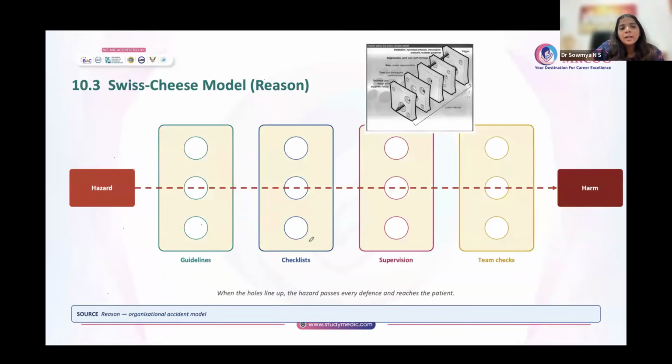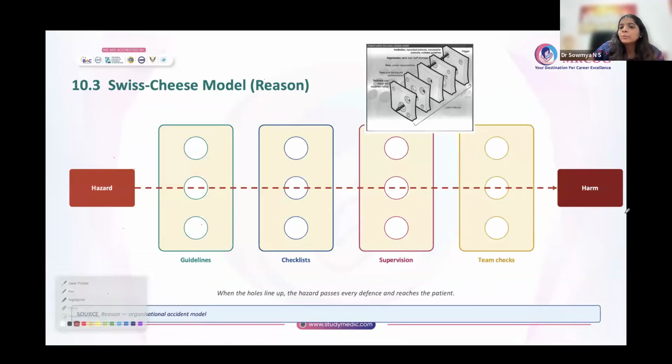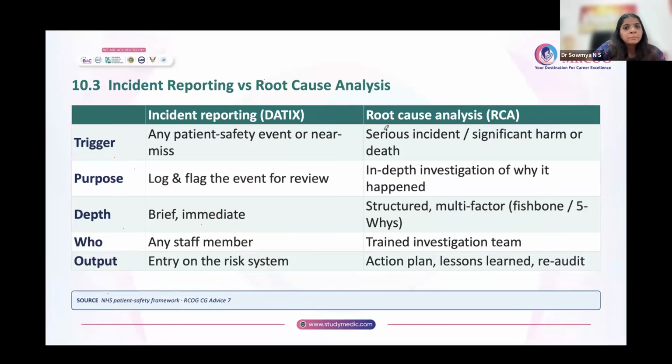Swiss cheese model, as I mentioned, has multiple holes. This is how the Swiss cheese looks. There are a lot of holes in the Swiss cheese. When they get connected, that's when the event happens. That's why it is called the Swiss cheese model. So there were hazard guidelines, checklist, supervision, team checks. It makes the same sense: when the holes line up, the hazard to the harm has happened. So this is your pictorial representation for you to remember.